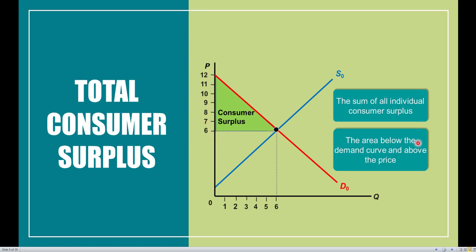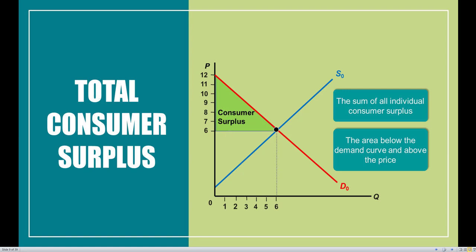So here, this is exactly how we're going to define our consumer surplus in equilibrium, and also when things get pushed out of equilibrium. So do be cognizant about this sort of definition right here. So area below the demand curve, constrained by the demand curve, above the price.